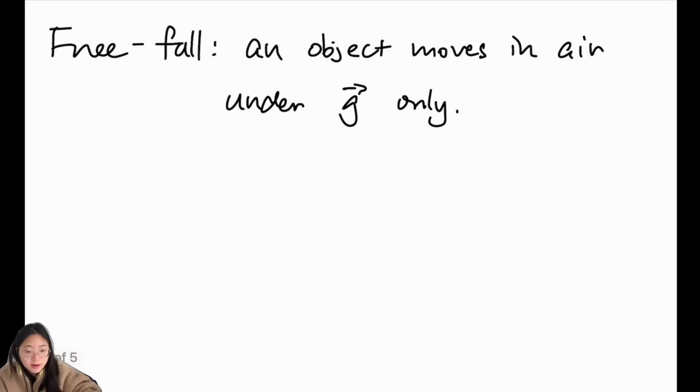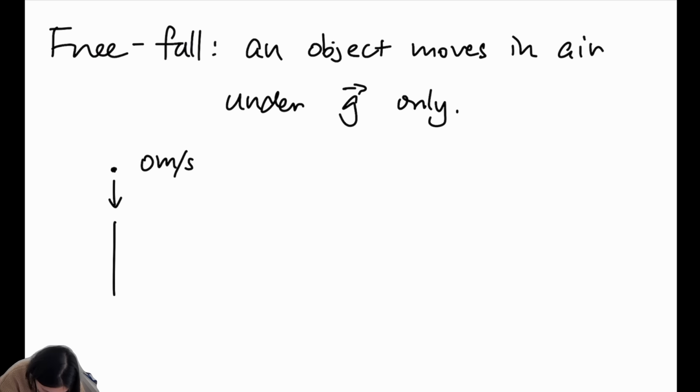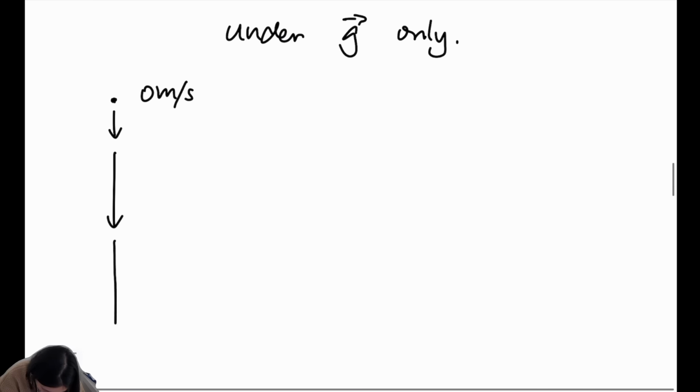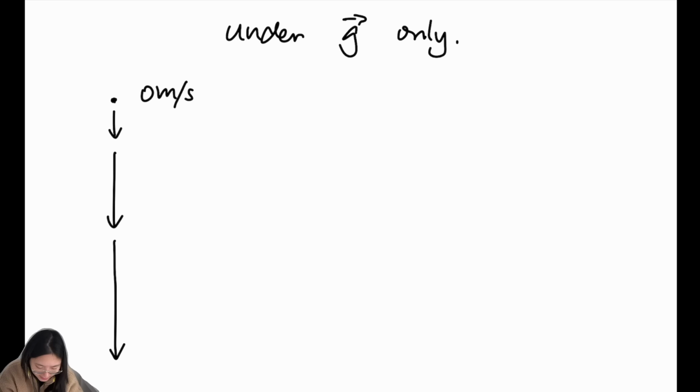So let's say if I hold an object and then release my hands, it just drops. And once it drops, its velocity increases downward. So right at the moment when I release it, its velocity is equal to 0. And then because it's experiencing gravitational acceleration, its velocity increases. And then its velocity increases by 9.8 meters per second.